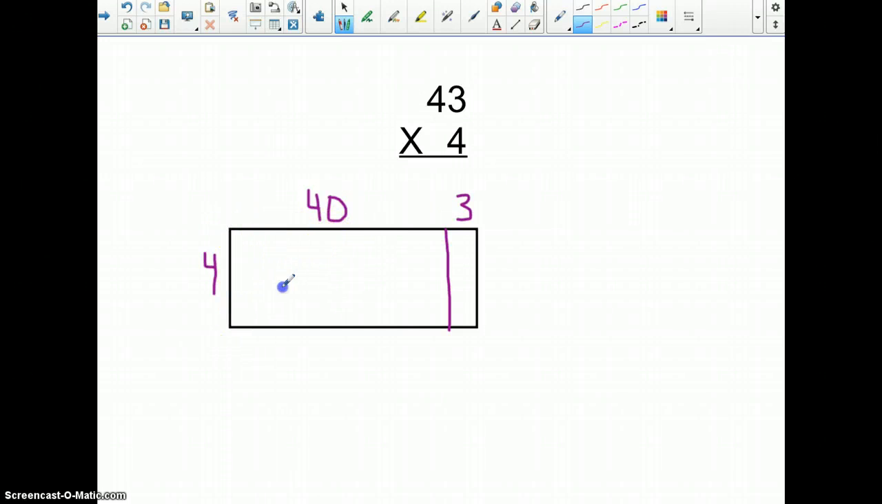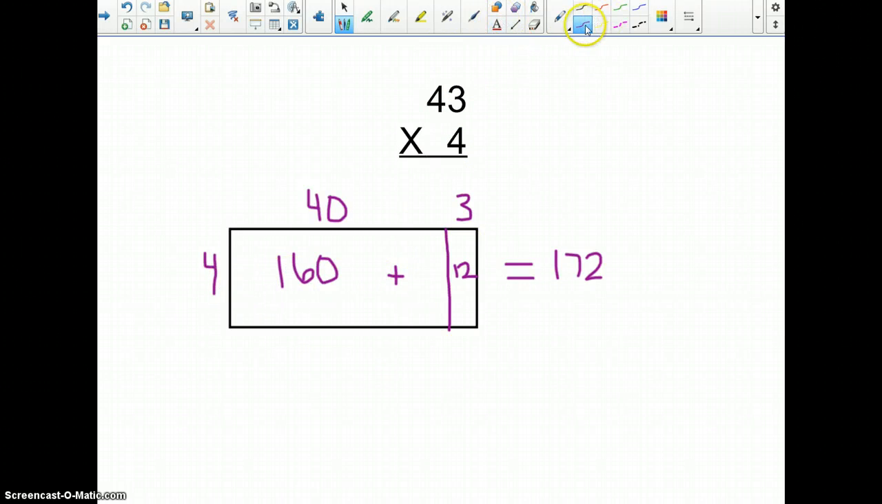4 times 40 is 160. And then I'm going to take my 4 squares times my 3 wide. 4 times 3 is 12. And then when I add those together, 160 plus 12 is 172. You do not have to do it that way. That's just one way to show you. All I did was break apart my 43, multiply them each by 4, and add them up.